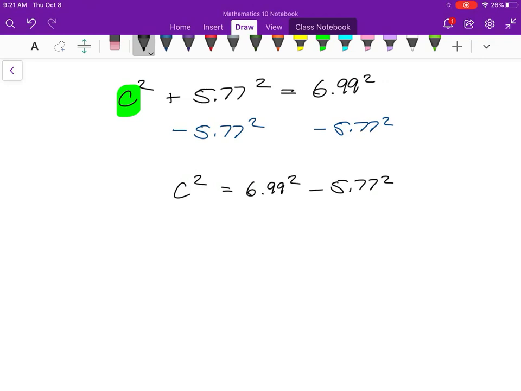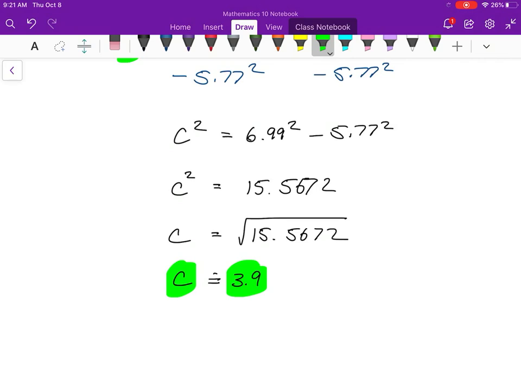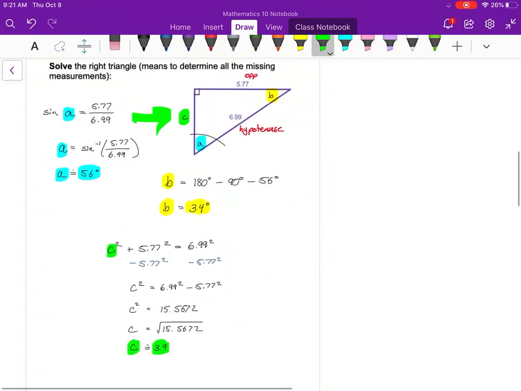I'm going to go to a calculator here, and if I type 6.99 squared minus 5.77 squared, I get 15.5672 approximately. However, that's not c, that's c squared. And so to find c, I need to square root that. C equals the square root of my answer up above. And that comes to about 3.9. My original question has no units. So now I'm done. If I look at my triangle, a missing side is about 3.9 units.